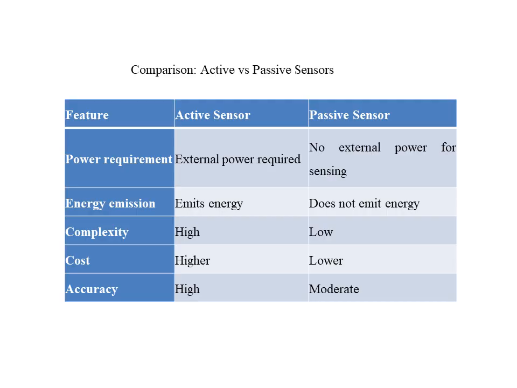Complexity: in active sensor, the complexity is higher, and for passive sensor, the complexity is low. Cost of active sensor is higher and the cost of passive sensor is less. Accuracy: the accuracy of active sensor is high when compared to passive sensor, and the accuracy of passive sensor is moderate.